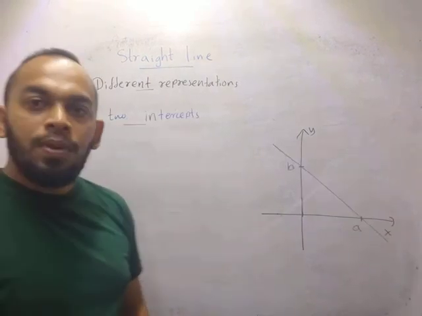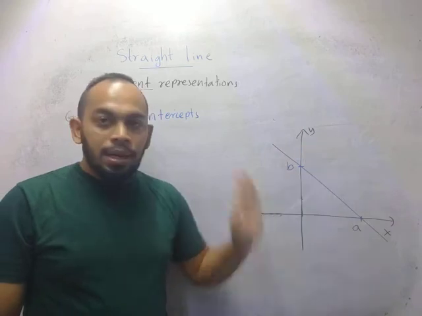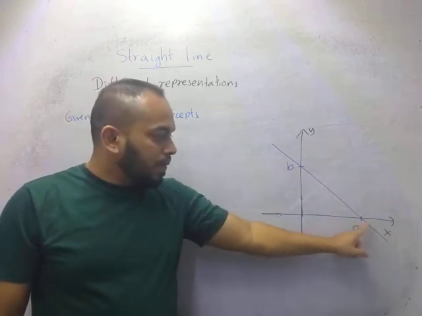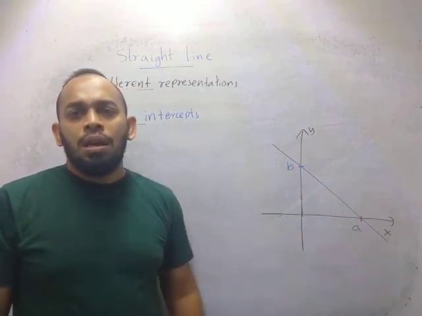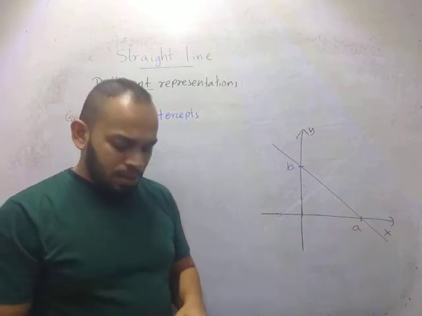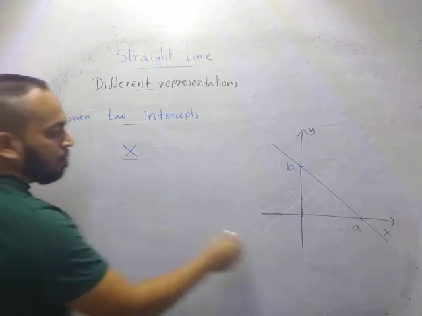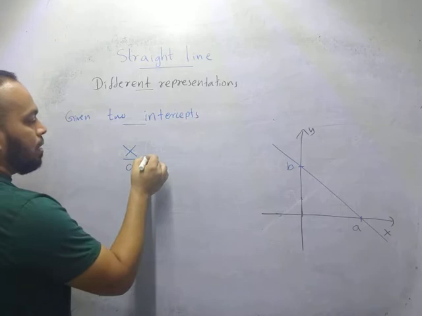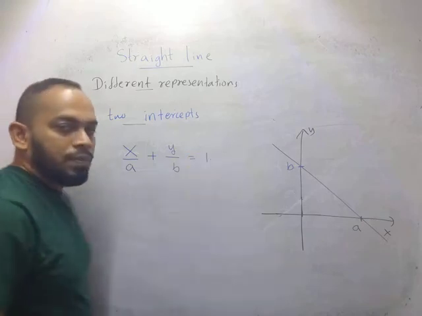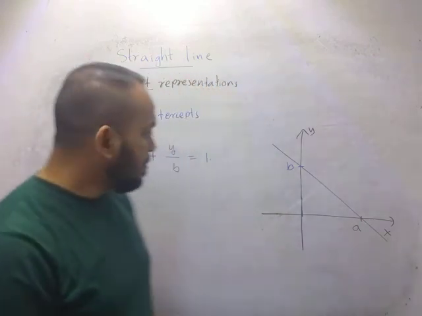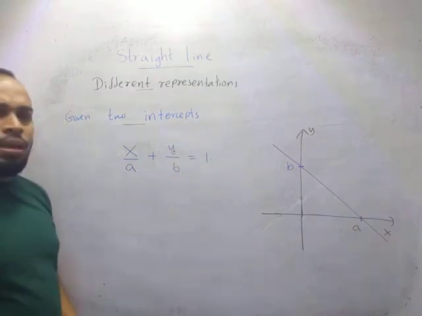Okay. Right. Next, if two intercepts are given, x-intercept and y-intercept, that means where the line cuts the x-axis and where the line cuts the y-axis are given, then how do you represent the equation of a line? This is very easy. Keep this in mind. I write x divided by its intercept a, plus y divided by its intercept b, equal to 1. That's it. It's very easy. You can cross multiply this and simplify it if you like, but otherwise you can leave it as it is.